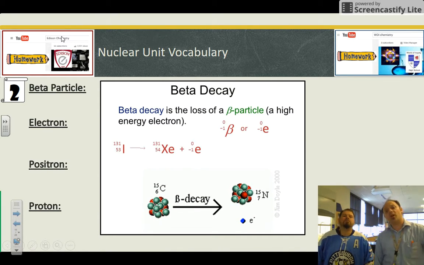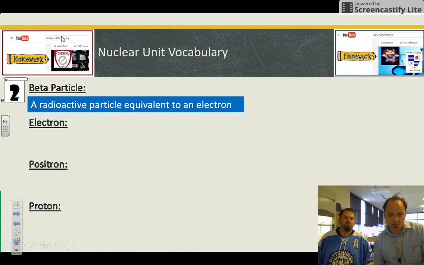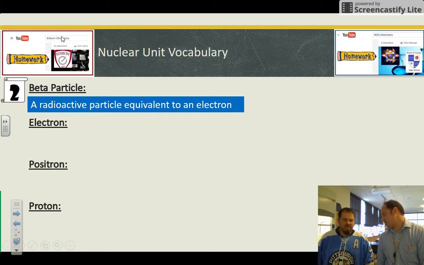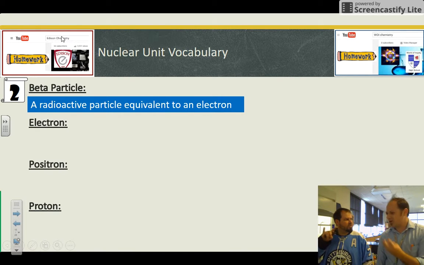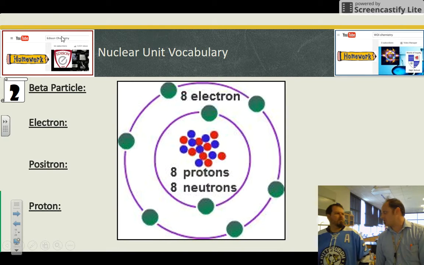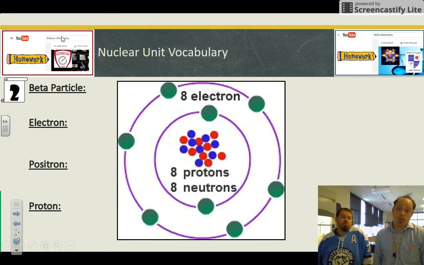Beta particle, not the type of fish you've got on the kitchen counter. A beta particle is another type of radioactive decay. It's the loss of a high energy electron. So the nucleus spontaneously generates one of these. I'm not precisely sure how, but it happens. It is equivalent to an electron: no mass, -1 charge. It has something to do with protons and neutrons converting one to the other. If you want to know specifically, we'll look it up in the discussion so we get it exactly right.